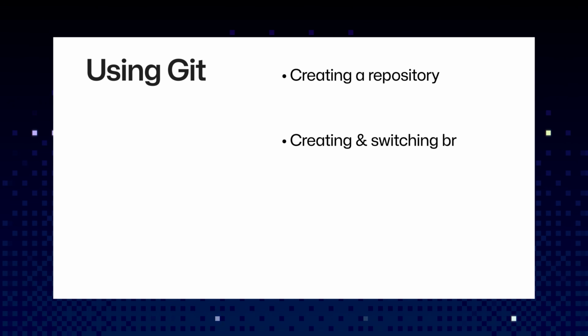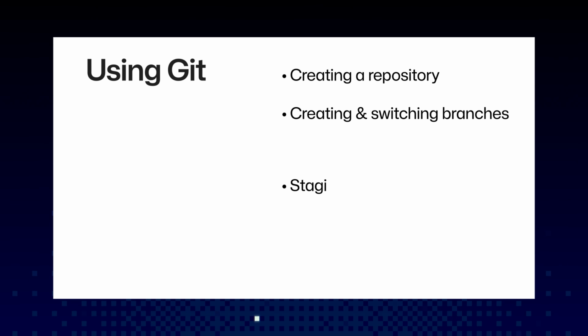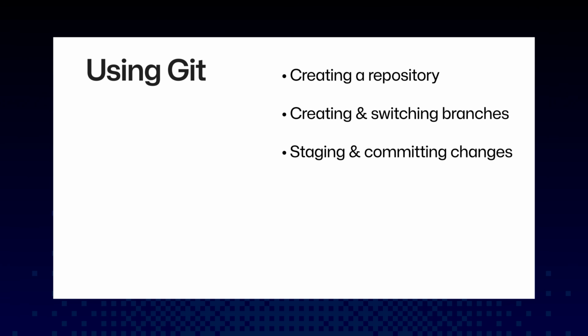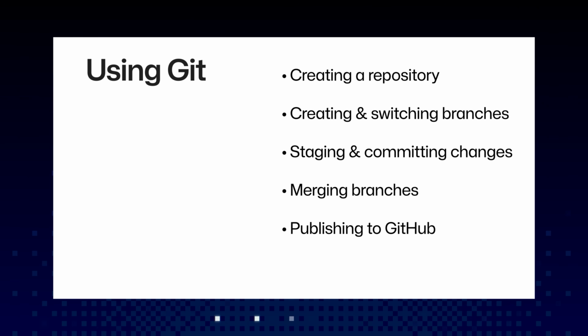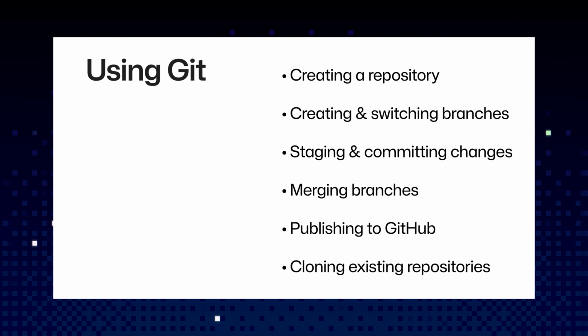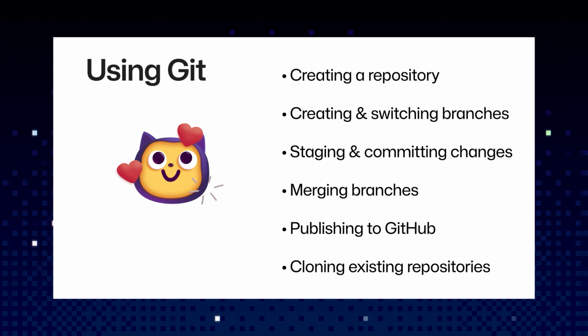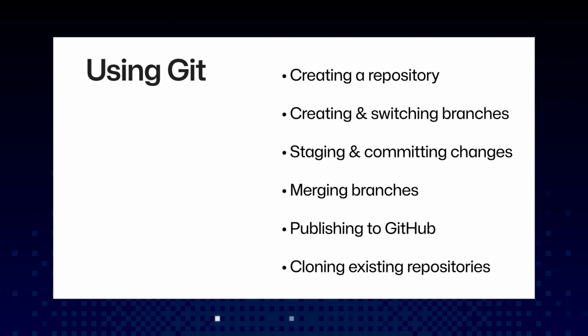And that's it. We covered the most common ways developers use Git: creating a repository, creating and switching branches, staging and committing changes, merging branches, publishing to GitHub, and cloning existing repositories, along with using a little bit of AI. Now, there are more advanced topics, but these are the ones you'll most frequently use. Hope you got some value out of this demonstration.